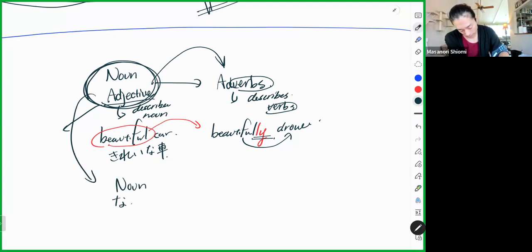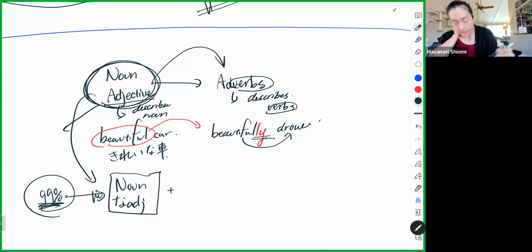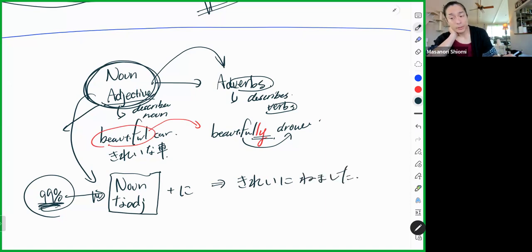Noun and adjective, like I have shared, is 99% same conjugation all the time. 1% there's some differences, but it's good to remember that almost all the time the rules are same among nouns and adjective. Why? Because adjective is hybrid of noun and adjective. With this, how do we change these to adverbs? Add ni. For example, 綺麗 is an adjective. 綺麗に, for example, slept, 寝ました. I slept beautifully.